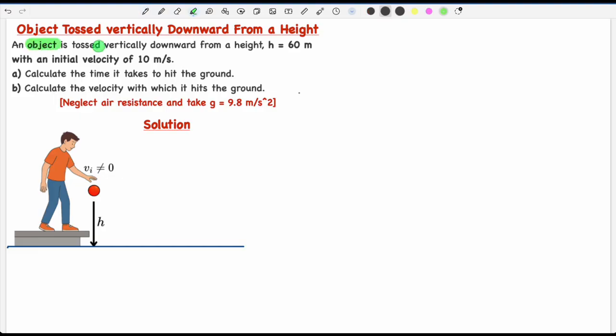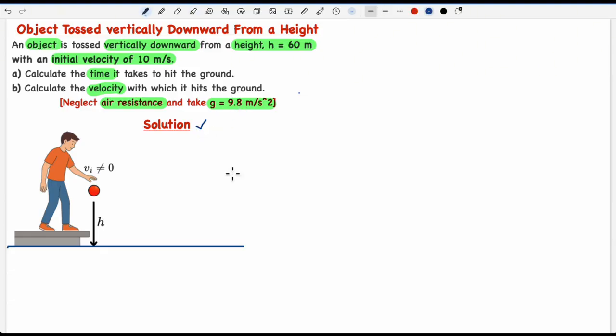An object is tossed vertically downwards from a height of 60 meters with an initial velocity of 10 meters per second. We are to calculate the time it takes to hit the ground, and we are to calculate the velocity with which it hits the ground. Again, because this is a kinematics problem, we are neglecting air resistance, and finally we are to take acceleration of free fall to be 9.8 meters per second squared. Now let's look at the solution.